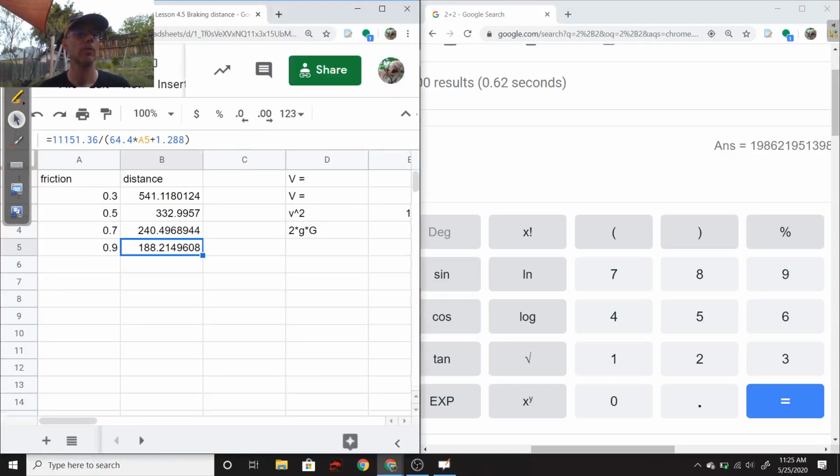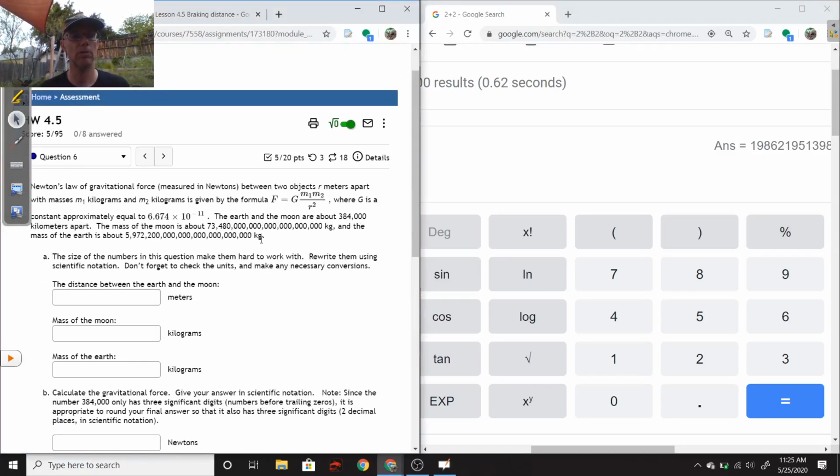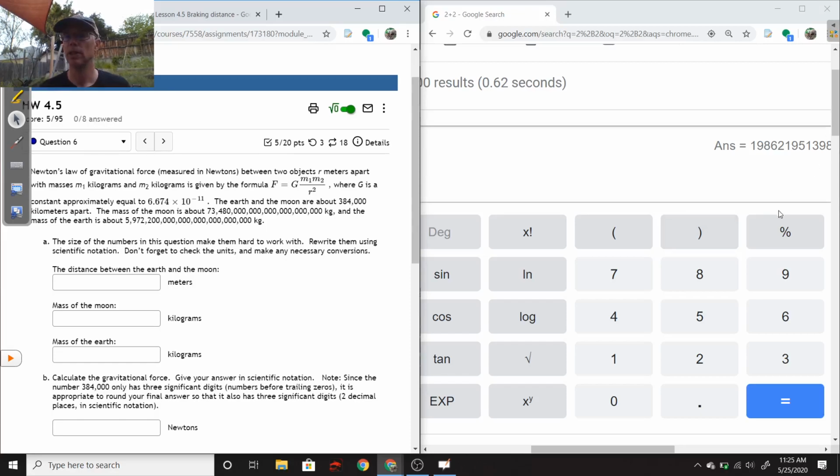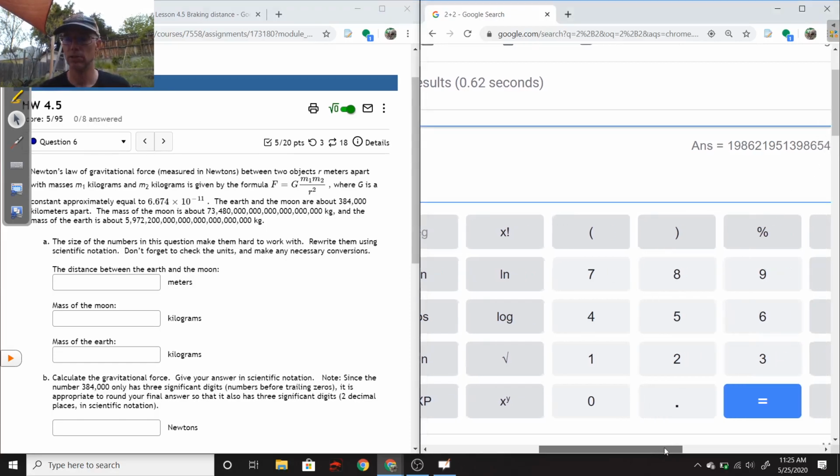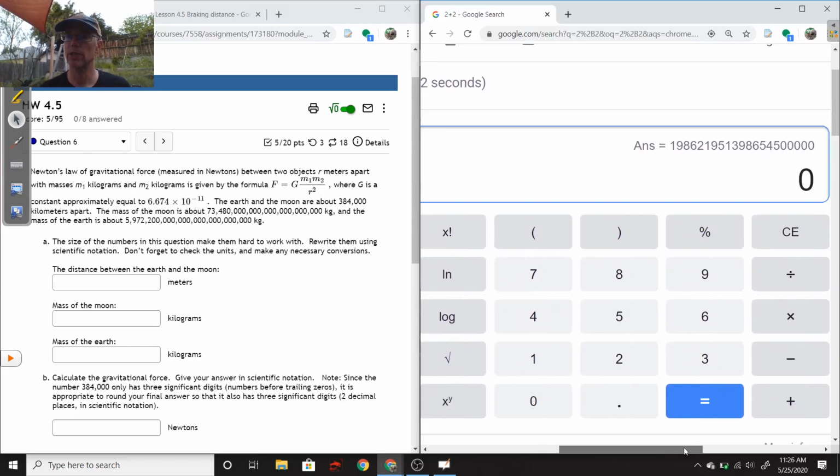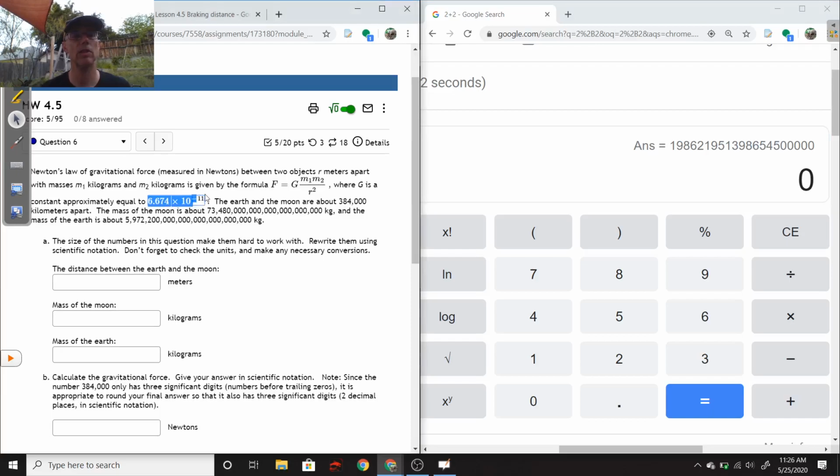All right, so here's the original problem. And let's adjust a little more right there. All right, so big calculator here. So where do we start? We started with the gravitational constant here in our formula.